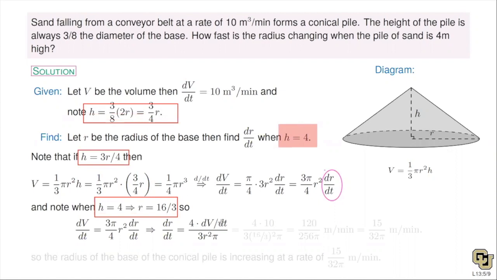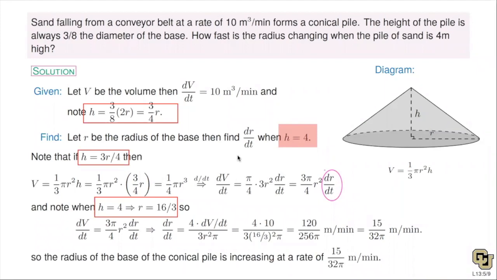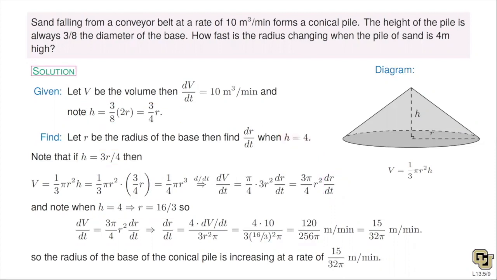So finally, now I can plug in for everything. I can plug in for r, I can plug in for dV dt. So I plug in 16/3 for r and then square it, and 10 for dV dt, and I did all the algebra and I got this answer here at the end. Okay, and so I conclude the radius of the base of the conical pile is increasing at this rate. All right, folks, I'm gonna have you look at the other slides on your own.